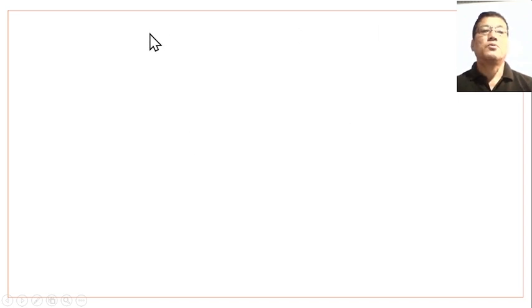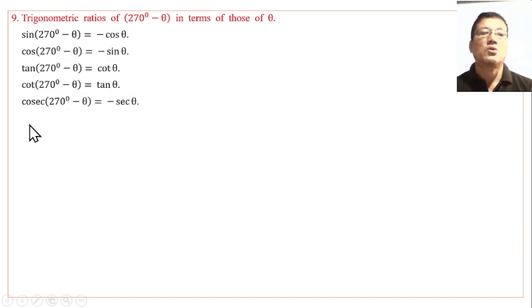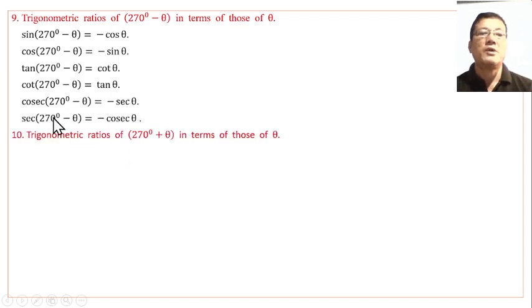Trigonometry ratios of 180 minus theta, 180 plus theta. For 270 degree minus theta, 270 is 3 times 90, an odd multiple of 90, so sine becomes cos, cos becomes sine, tan becomes cot, cot becomes tan, cosecant becomes secant, and secant becomes cosecant. The trigonometric ratio changes to its complementary ratio. The angle lies in the third quadrant, where the revolving line is in the third quadrant, so all sign, tan and cot are positive.